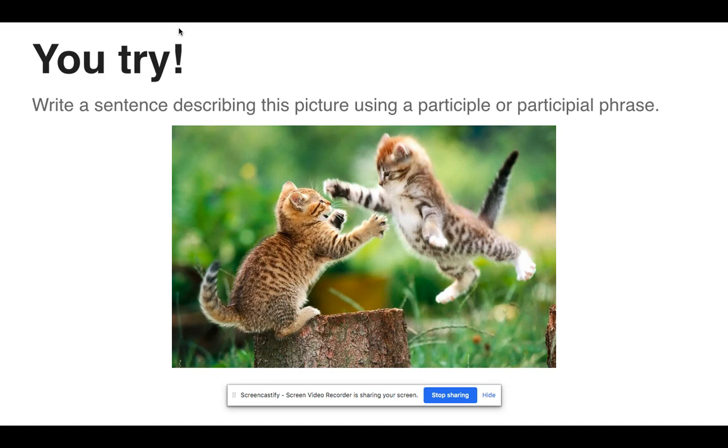Now it's your turn to try. I want you to try and write a sentence describing the picture that you see here. And as you write the sentence, see if you can use a participle or a participle phrase. Try it now.